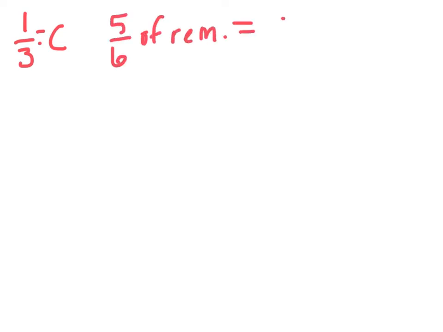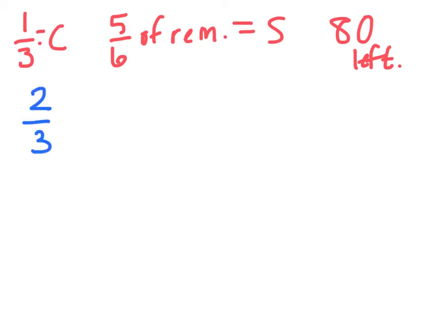All right, let's begin again by putting our facts down. So Gomez collects stamps. He gives 1/3 to his cousin. He gives 5/6 of the remainder to his sister. And he has 80 left when he's done. All right, so let's figure out what we've got going on here. He gives 1/3 of his stamps to his cousin. That means he has 2/3 of his stamps left, right?